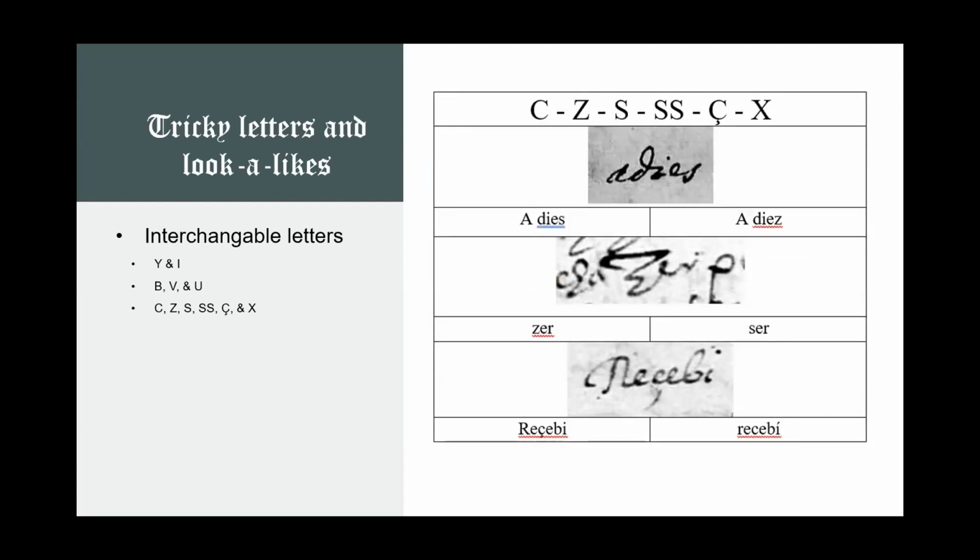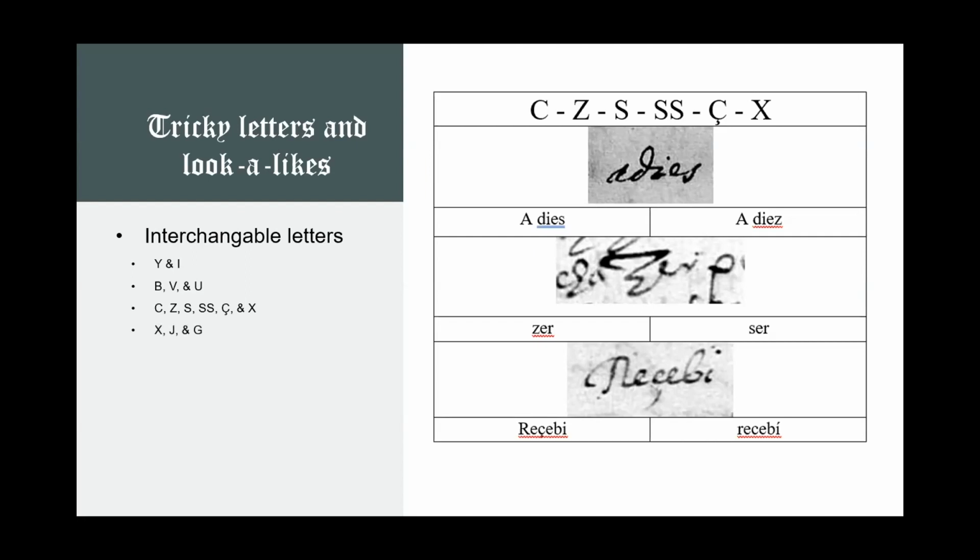We see the first one, diez. So instead of a Z, it's spelled with an S. And then the middle one, that's a little hard to make out. It's said, or to be. It's spelled with a Z instead of an S. And then the bottom one, it's recibí. So I received, spelled with a cedilla instead of a C. And also it's important to recognize that on the bottom one, the big R is also a symbol for a double R, but we'll get into that a little later.